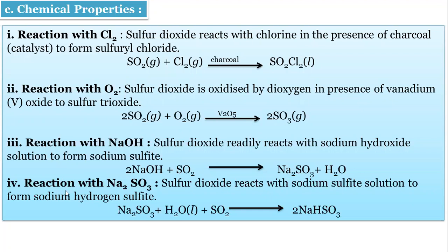Then I'm coming to the reaction of Na2SO3, sodium sulfite, with SO2. This sulfur dioxide SO2 reacts with sodium sulfite solution, because water is added. It is sodium sulfite solution. It gives sodium hydrogen sulfite. See, Na2SO3 is sodium sulfite. It gives sodium hydrogen sulfite.